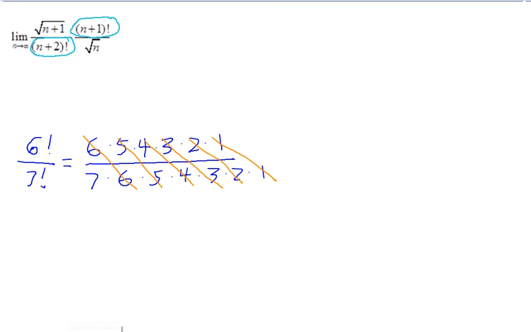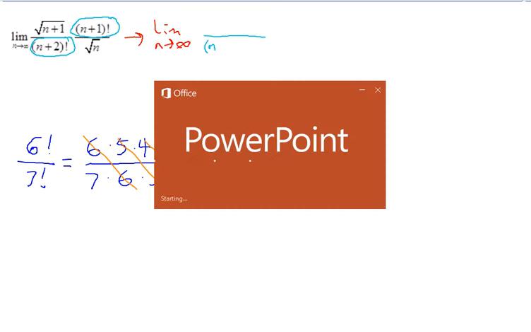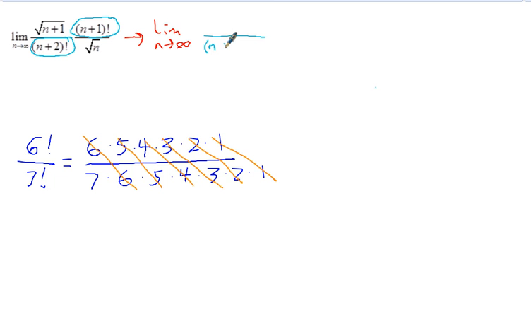So when you simplify this, we still have the limit as n approaches infinity. All that's going to be left of those is just the n plus 2 on the denominator. And then they've got n plus 1 square root and then square root of n.